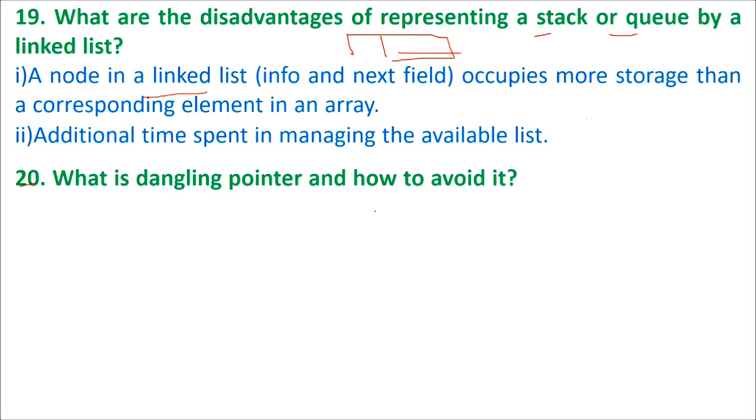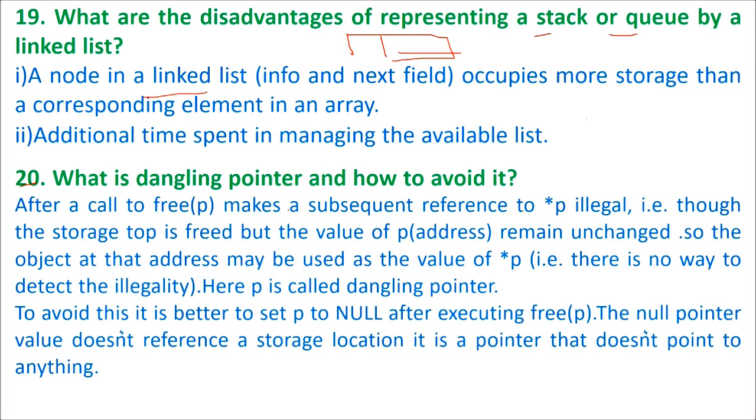Question 20 is, what is a dangling pointer and how to avoid it? Please understand it very carefully. After we call free, once we create or assign memory in the storage area, new will assign some memory, and free will free the pointer which is pointing to the memory area. So this makes a subsequent reference to this pointer illegal. Though the storage is freed, the value of P, the address, remains unchanged. So the object at that address may be used as the value of pointer P. That is, there is no way to detect the illegality. So P is called the dangling pointer. Now to avoid this, it is always better to set P to null after executing free P. So the null pointer value doesn't reference any storage location.